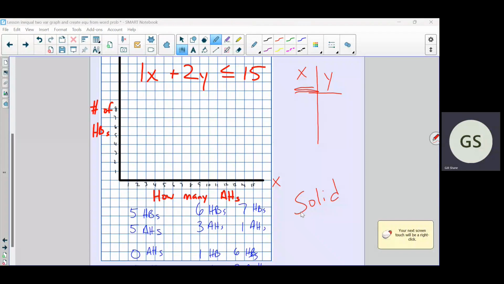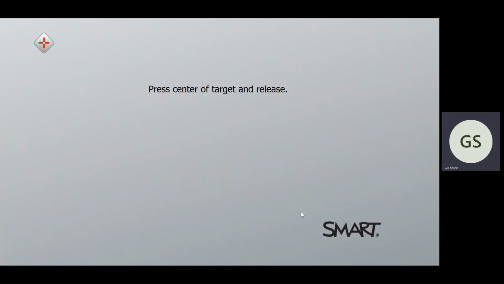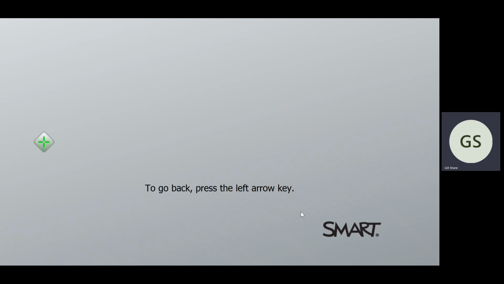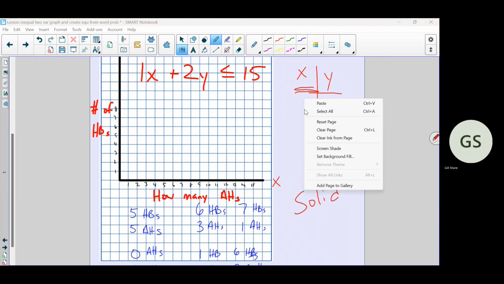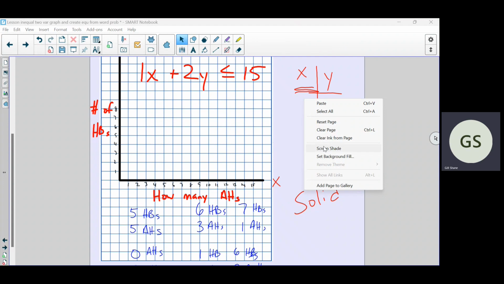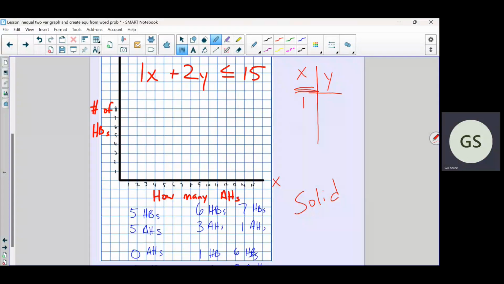I don't know why my board sucks so bad. Try it again. Hopefully that fixes it. So we could say, how about if X was 1? Make me cry. I don't know how to get rid of that. Try it again. X was 1. There we go.